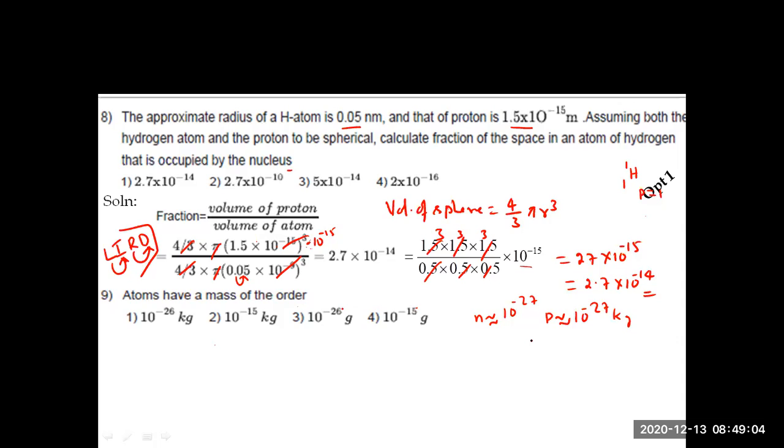Okay, so a given atom may have many neutrons, many protons, leaving the small atoms like lithium, helium, hydrogen and all. Rest, every atom will have neutron as well as proton. So put together, if you add the masses, at least it will come in the order of 10 raised to minus 26. So that's the nearest value as per the data here. So option 1. Around 10 raised to minus 26.